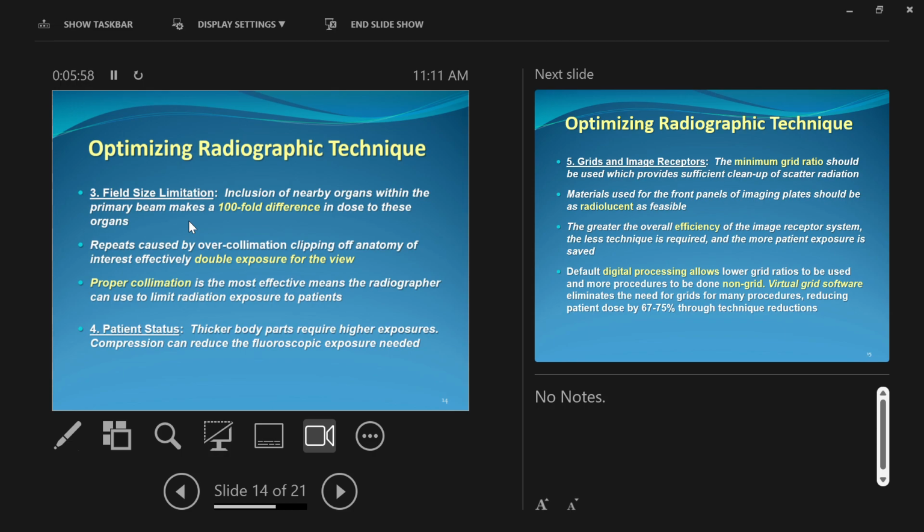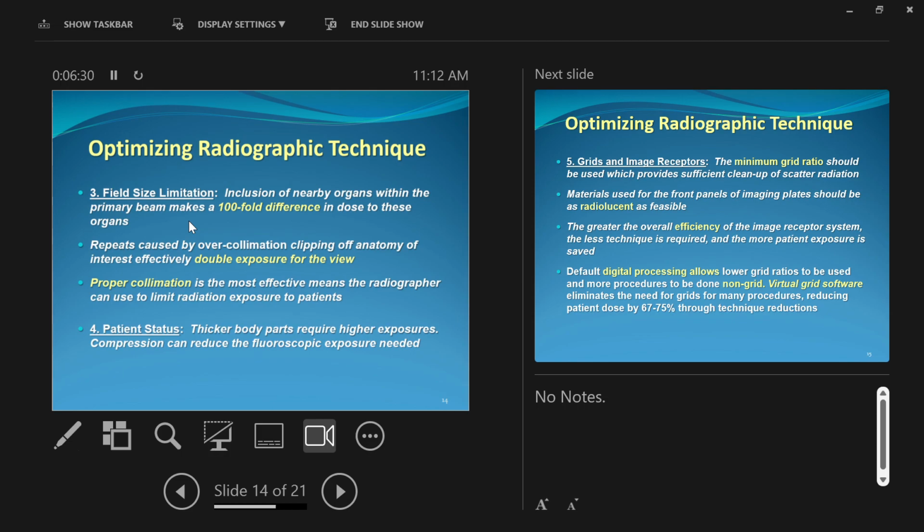That field size limiter, the collimator, allows us to adjust the amount of area that we're letting the radiation out in. Okay, so we can decrease the amount of body part that we're X-raying. We can only expose the area of the body that's important, right? So for a hand X-ray, you don't want to expose the entire forearm, right? You want to stop that radiation field just past where the radius and ulna begin.